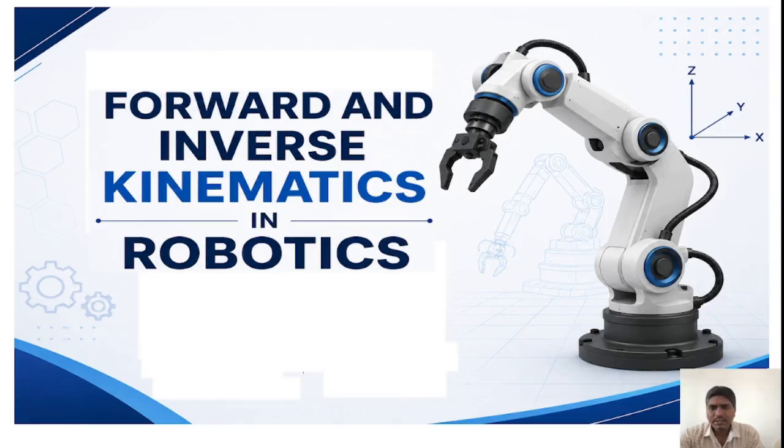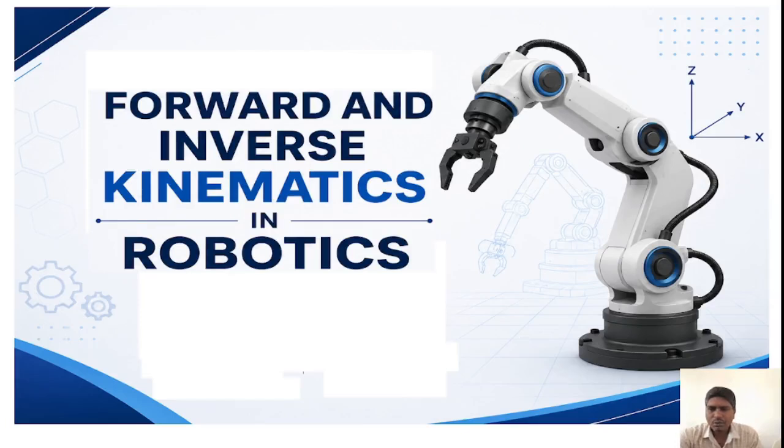What is kinematics? Kinematics is the study of motion without considering the force that caused the motion. In robotics, kinematics focuses on how the robot moves from one position to another. A robotic arm moves by rotating its joints, just like our human arm moves using the shoulder, elbow, and wrist.